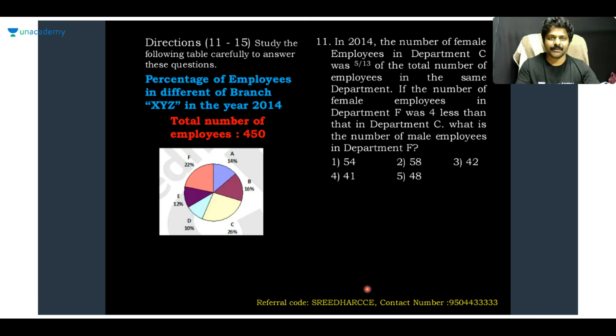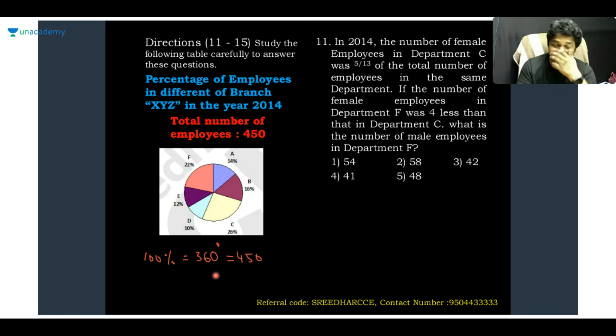Perfect, thank you. Next, the percentage of employees in different branches X, Y, Z in the year 2004. Right, now total employees are 450. Sometimes when it comes to a pie chart, they may give data in terms of percentage, then total value should be equal to 100%. And sometimes they may give value in terms of degrees, then total degrees are 360 degrees. And total number of employees are 450. So all three values are equal.